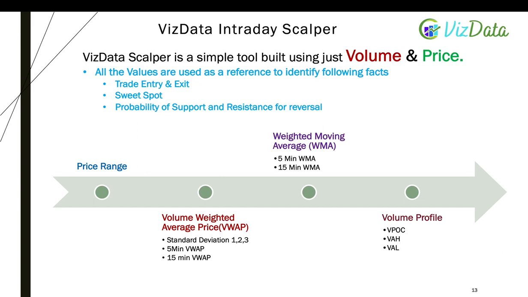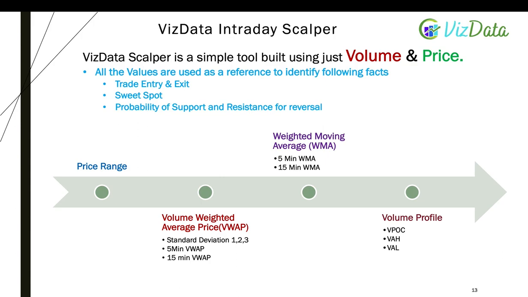And what are the primary things the scalper uses? First is the price range, the true range of the price action bars. Based on that, we calculate the scalper levels, VDS levels, right? The second one is the volume weighted average price with 1 standard deviation, 2 standard deviation, 3 standard deviation, and also the VWAP at 5-minute and 15-minute, very important. Similarly, the weighted moving averages for the current 1 minute, 5 minute, and 15 minute. And the last one is the volume profile, in which we look for the point of control, value area high, and value area low, right?